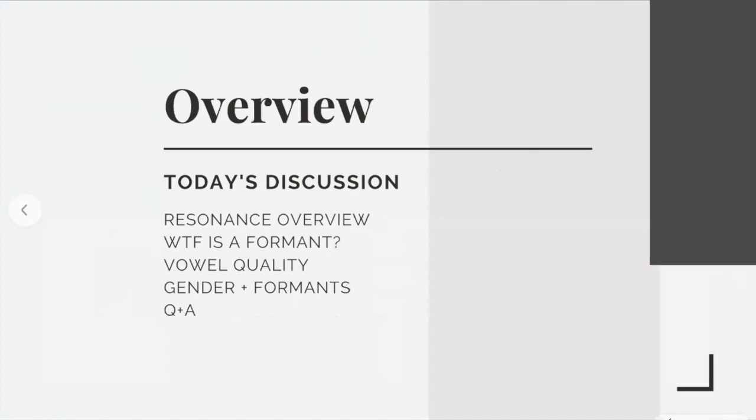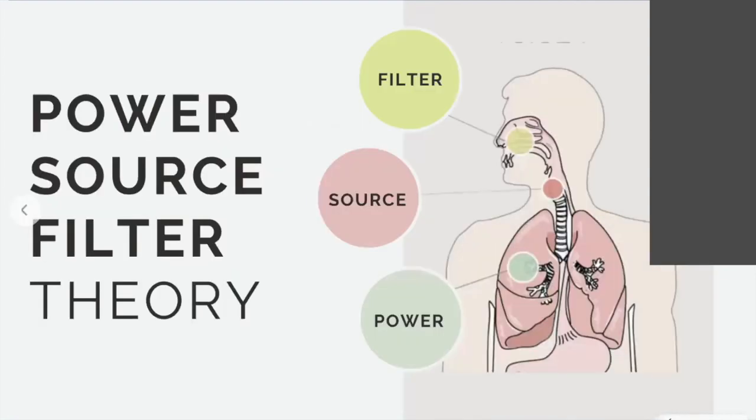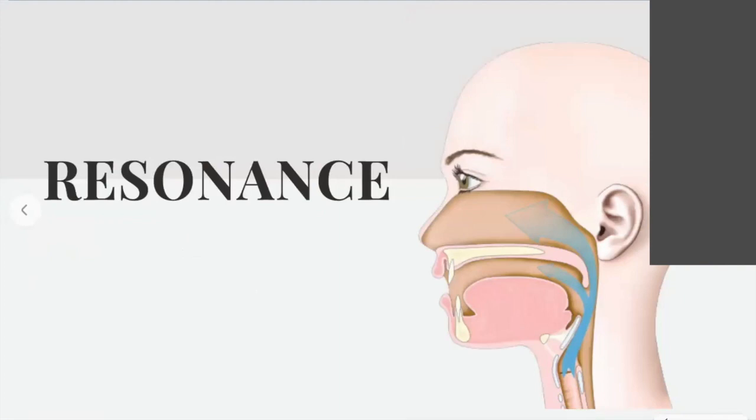Today, we're going to talk about a quick resonance overview, what a formant is, vowel quality, gender and formants, and the Q&A part. Last week when we talked about pitch, we used the source-filter theory model, and we talked about the source, which was the fundamental frequency produced at the vocal folds as they vibrate. Now we're going to talk about what happens to that sound source as it moves through your specific, or anybody's specific, vocal tract and gets filtered before it enters the world. And that is resonance.